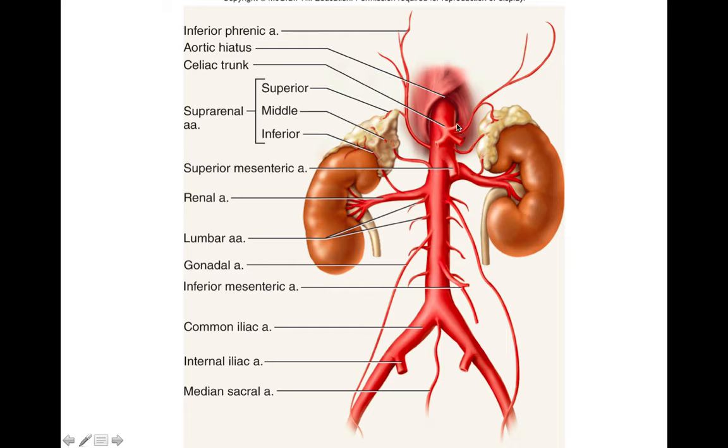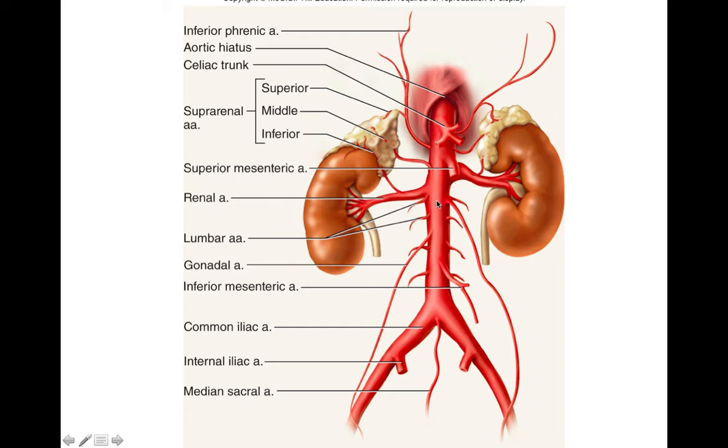This one right here that looks like a claw, and it has 3 branches, this is your celiac trunk. It has 3 vessels that come off of it. Moving down, you have a superior mesenteric artery. Here is a suprarenal artery, here and here. These big arteries right here heading to your kidneys are your renal arteries, right and left.